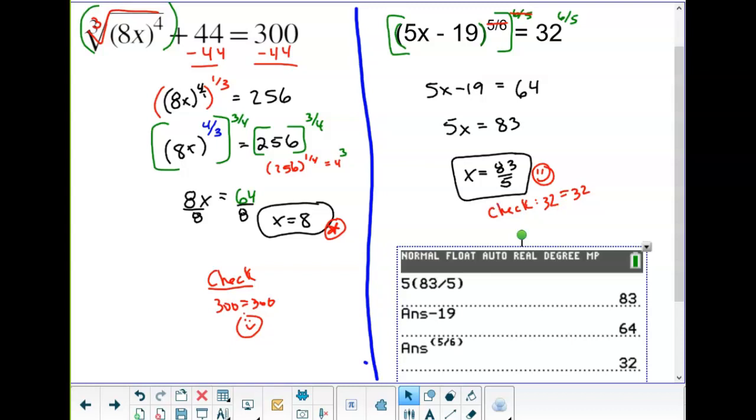So notice how I didn't grab a decimal. Decimals usually involve some type of rounding, and when you round in a process like this, you're not going to get a perfect 32 equals 32. So that's why I turn it into a fraction when you can.